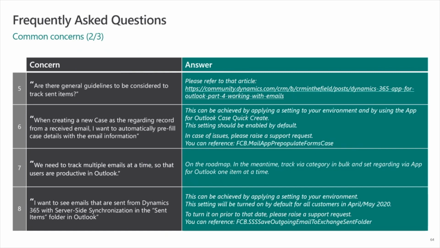If you want to see emails that are sent from Dynamics 365 with server-side synchronization in the sent items folder in Outlook, this can be achieved by applying a setting to your environment. By the way, this setting will be turned on by default for all customers in the April-May timeframe of this year. If it's not the case or you want it earlier, you can also reach out to support to enable the setting that allows any email that is sent from Dynamics 365, not from Outlook, to be reflected in the sent items folder in Outlook for your users.